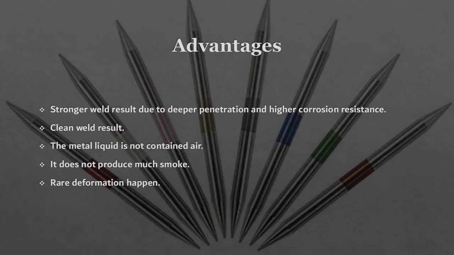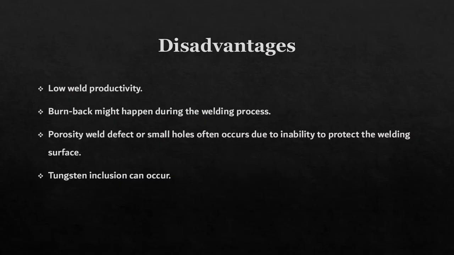The advantage of this process is that it can produce a stronger weld result due to deeper penetration and higher corrosion resistance. The second one, it can produce a clean weld result. And the third one is that the molten metal does not contain air. The fourth one is that it does not produce much smoke. And the fifth one is that rare deformation happens. However, the disadvantage of this process is that it has low weld productivity.